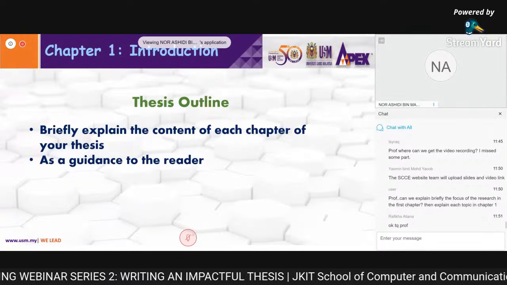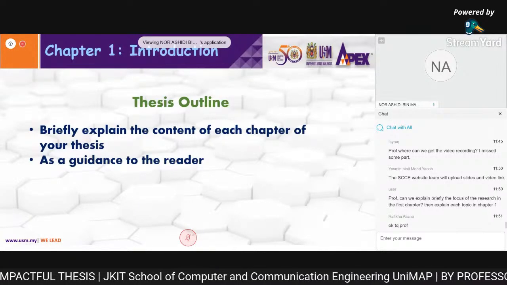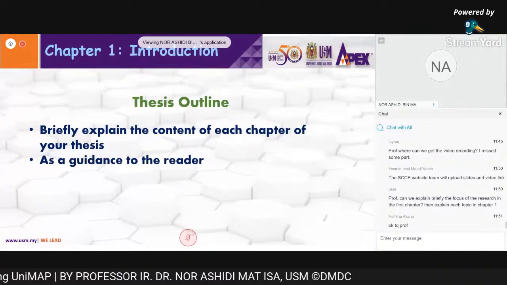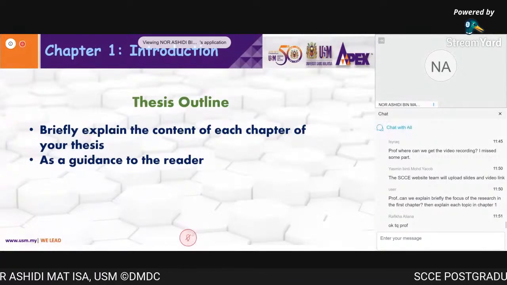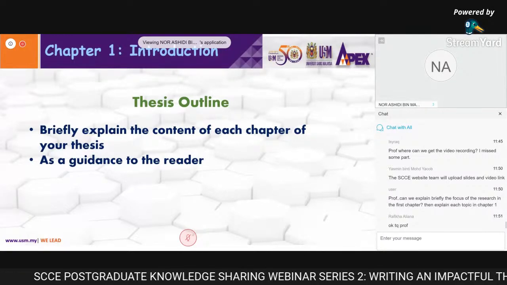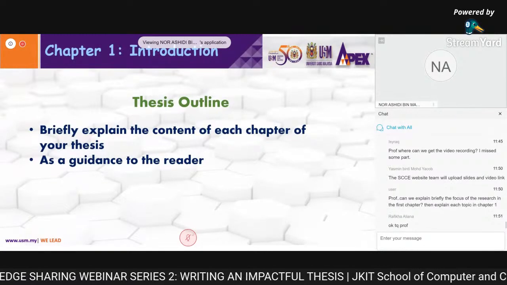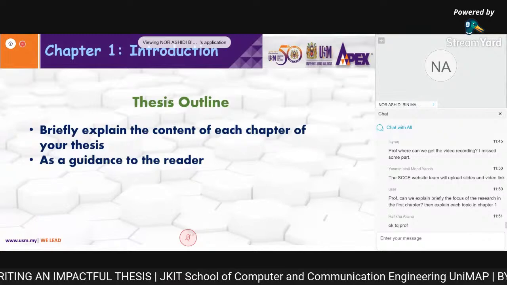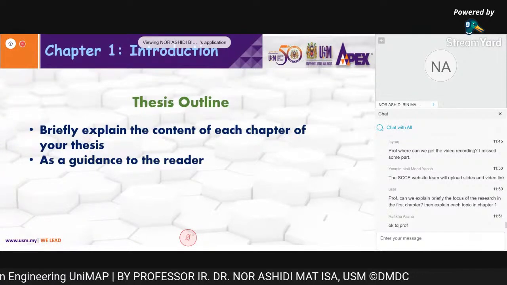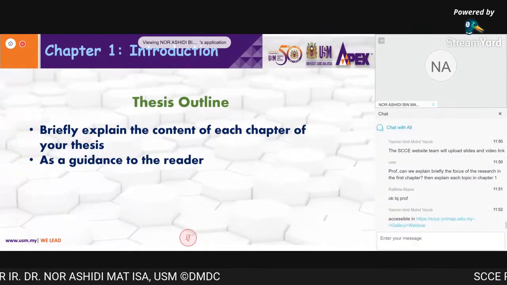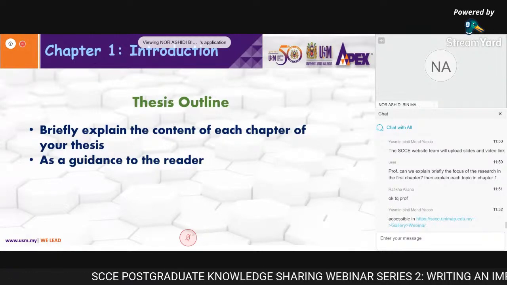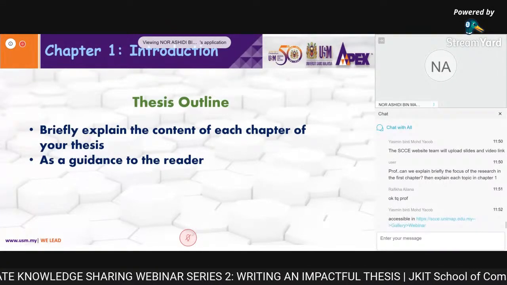So you want to drive the reader to read page by page, because when you already state the contribution in chapter 1, it's more on the impression. Still, it depends on the supervisor. But for me, I will not ask my students to put the contribution in chapter 1, because I want the final outcome, the biggest contribution, to be at the end of your thesis. I don't want to have an anti-climax thesis.